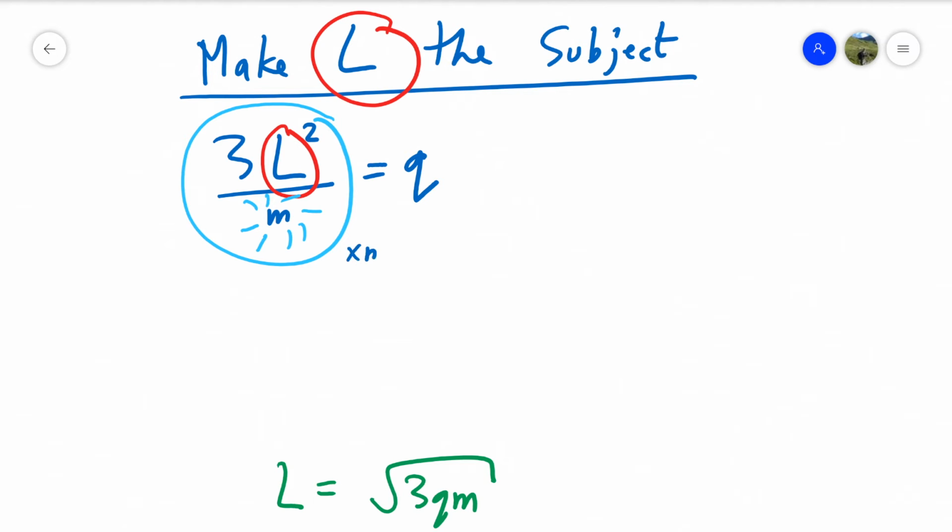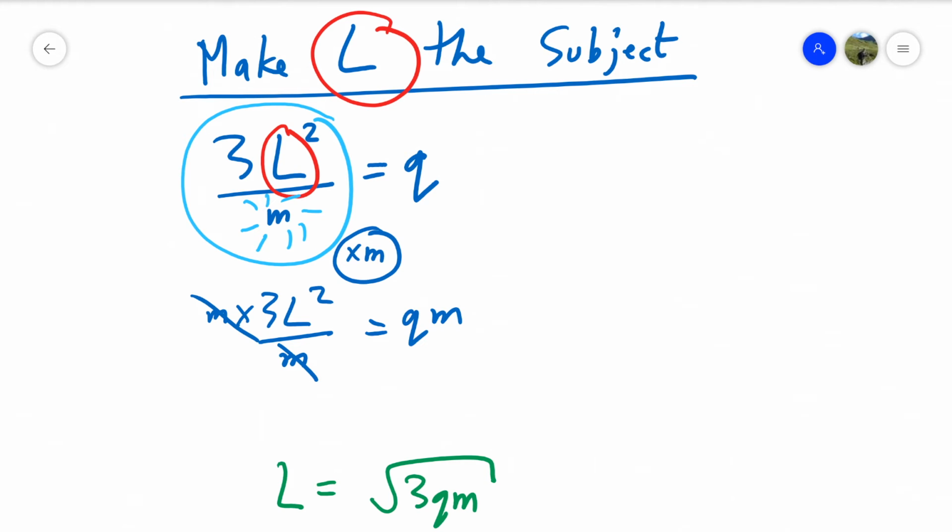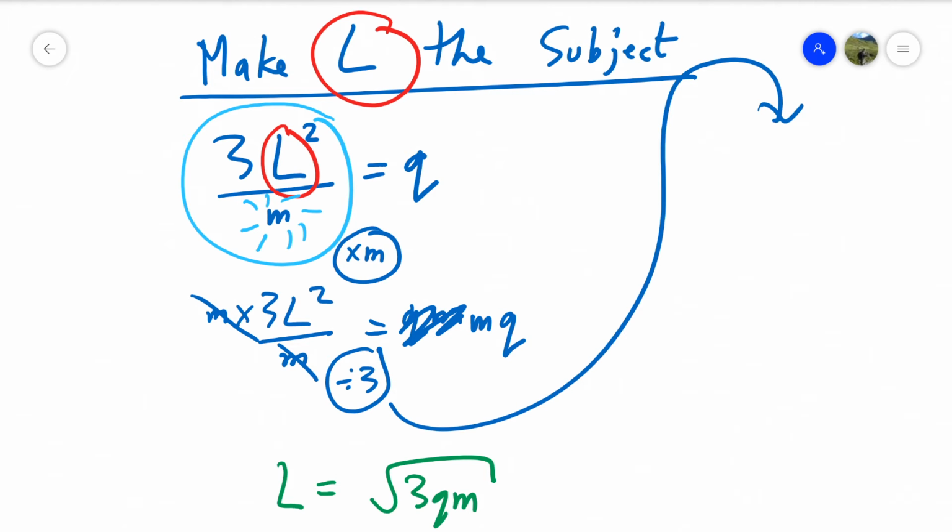So I'm going to times both sides by M because that will make the M on the left-hand side cancel. Ta-da! That cancels. Let's write that as MQ because it's in alphabetical order. What's going to fall off next time I shake it? Well, clearly the 3 is quite loose because the squared is really strongly connected to the L. So now I'm going to divide by 3. So that gives me L squared equals MQ over 3, which immediately tells me this answer was wrong.